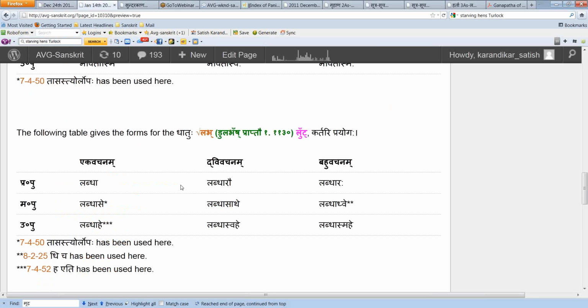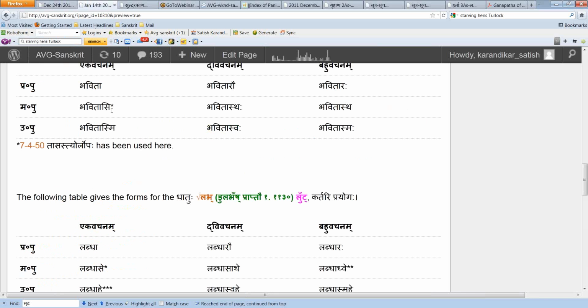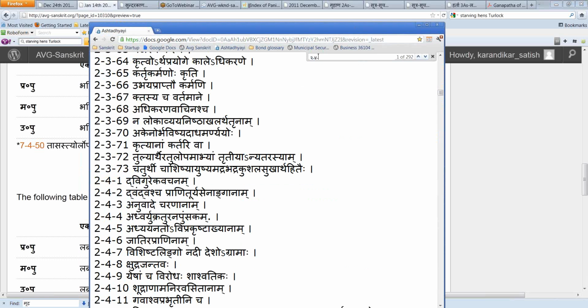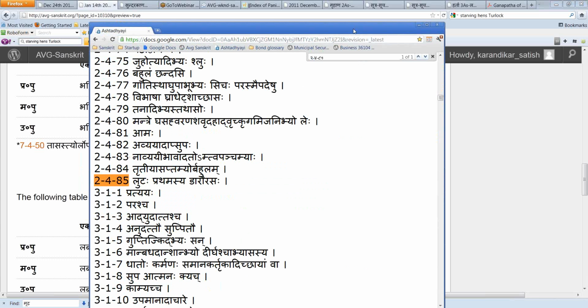See, notice one thing: this is a rare lakaraha in which the forms are the same in parasmaipadam and atmanepadam in prathama purushaha, because of the sutram Lutaha Prathamasya Dara Ura Saha. It didn't say Atmanepadam or Parasmaipadam, so because of Ubhayoho Padayoho, both Atmanepadam and Parasmaipadam. So this is another interesting thing about this Lutlakara, that the forms in the third person are the same in Atmanepadam and Parasmaipadam, the rules are the same.